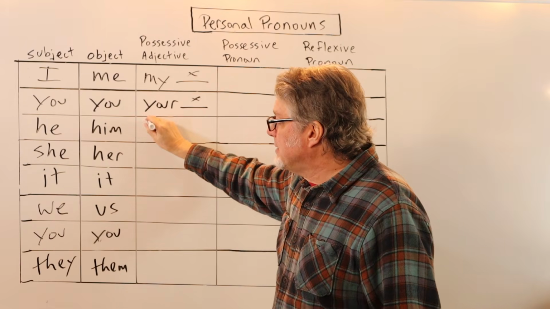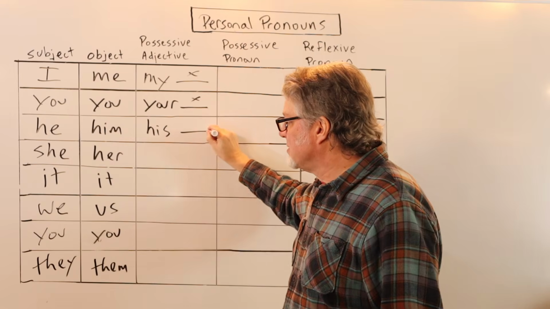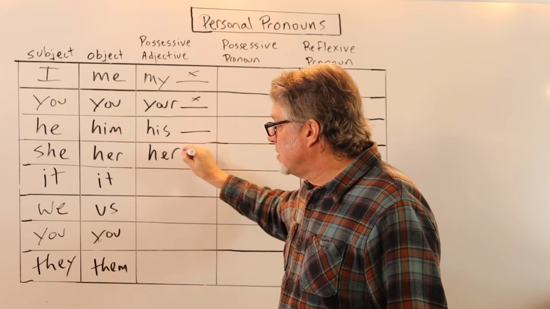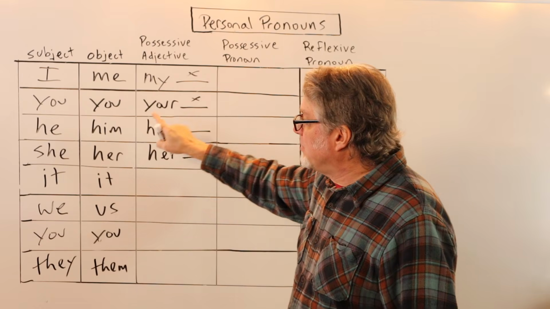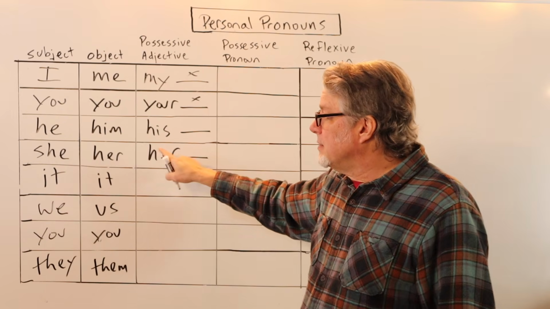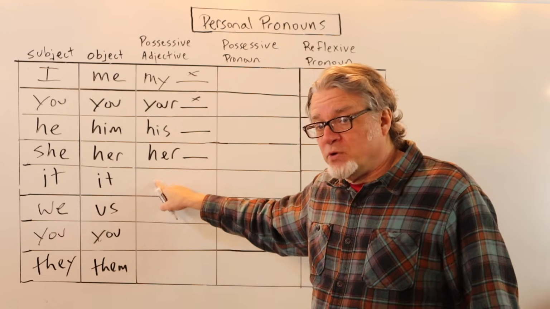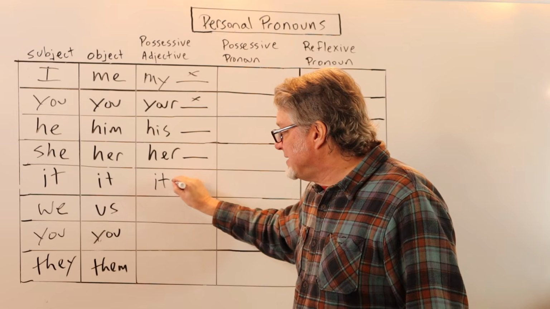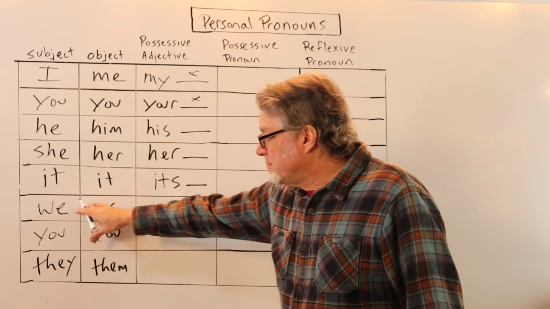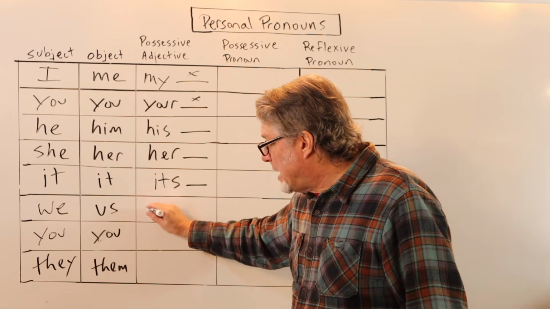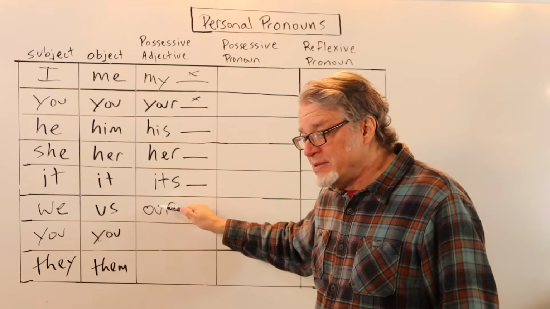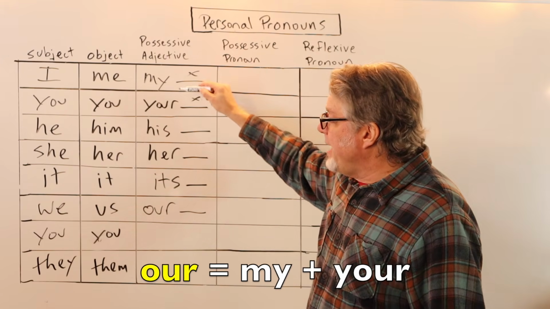For a man, it's his. For a woman, it's her. Notice that the object pronoun and the possessive adjective are the same. The possessive adjective for it is its. The possessive adjective for we is our. Remember that this is a combination of my and your.